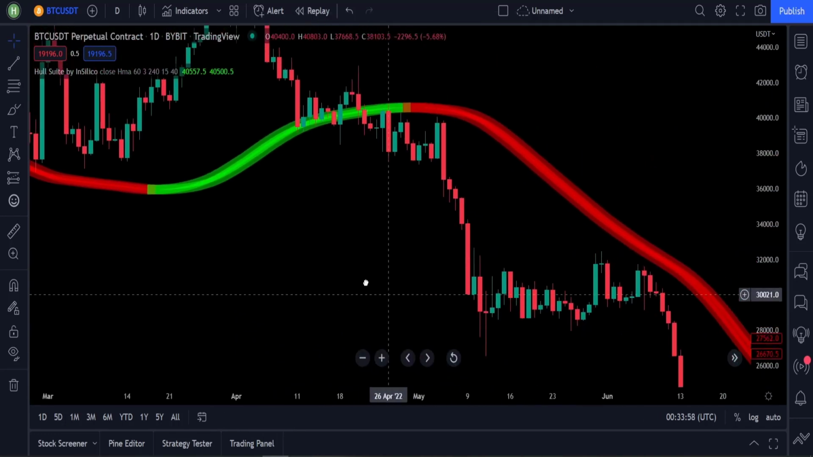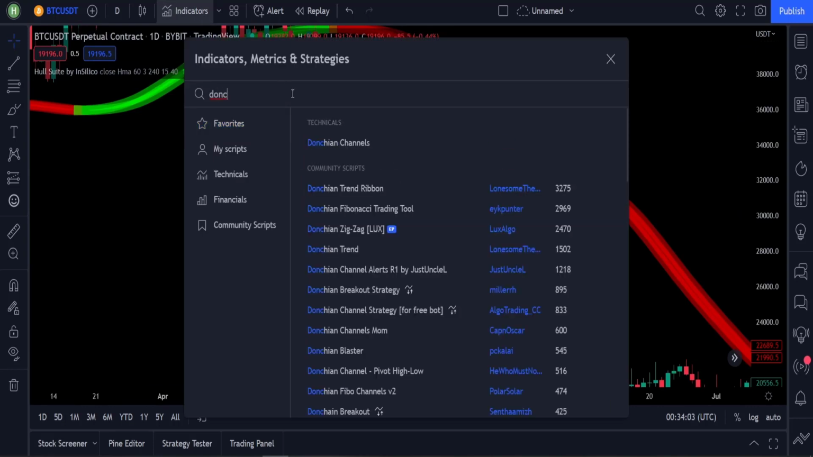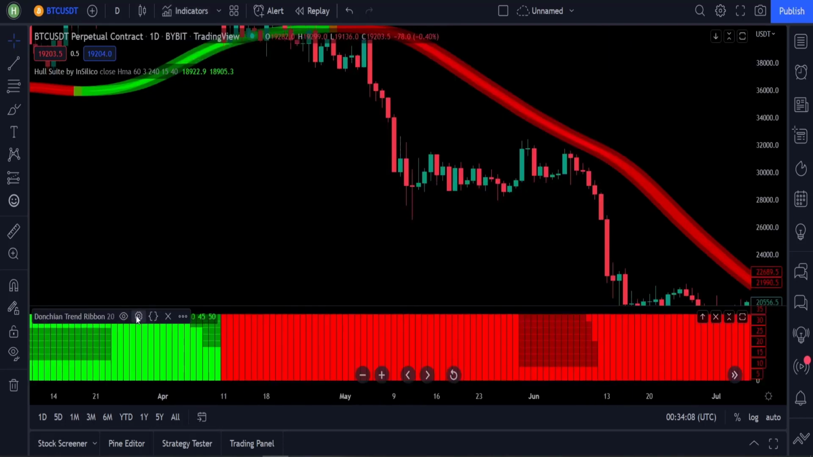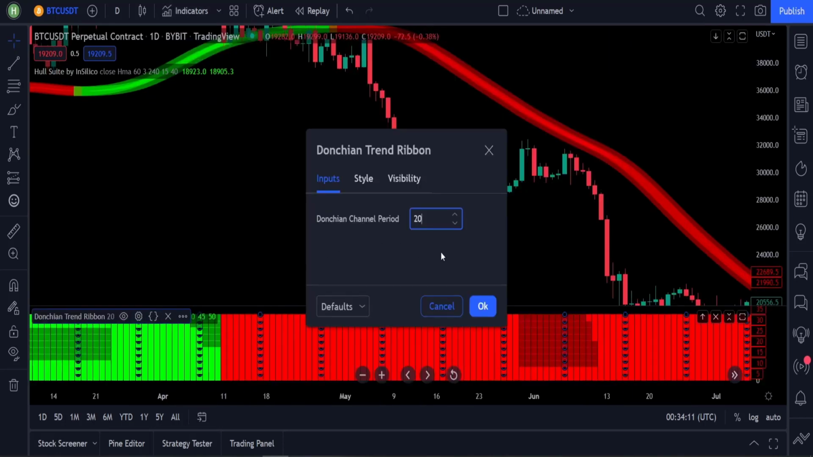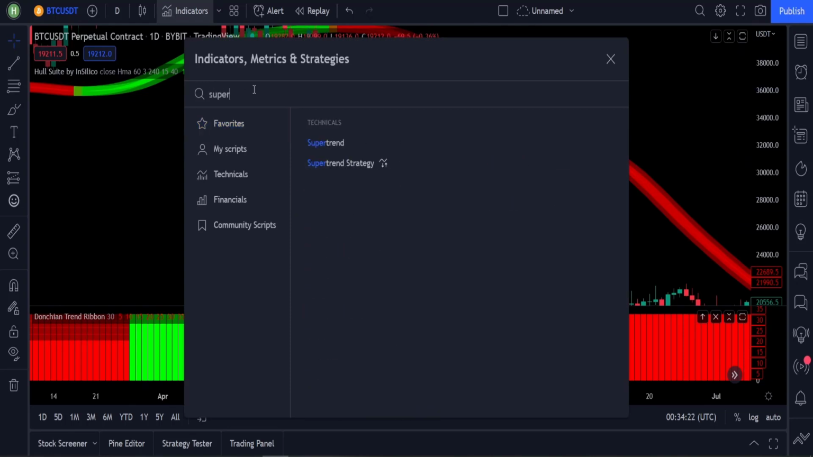So the second indicator that we're going to add is called the Donchian trend ribbon. This one that's made by Lonesome. So we're going to add that. Now let's make some changes to that, and you're going to click on the settings right here. And the only thing we're going to change in this one is we're going to change the channel period from 20 to 30.